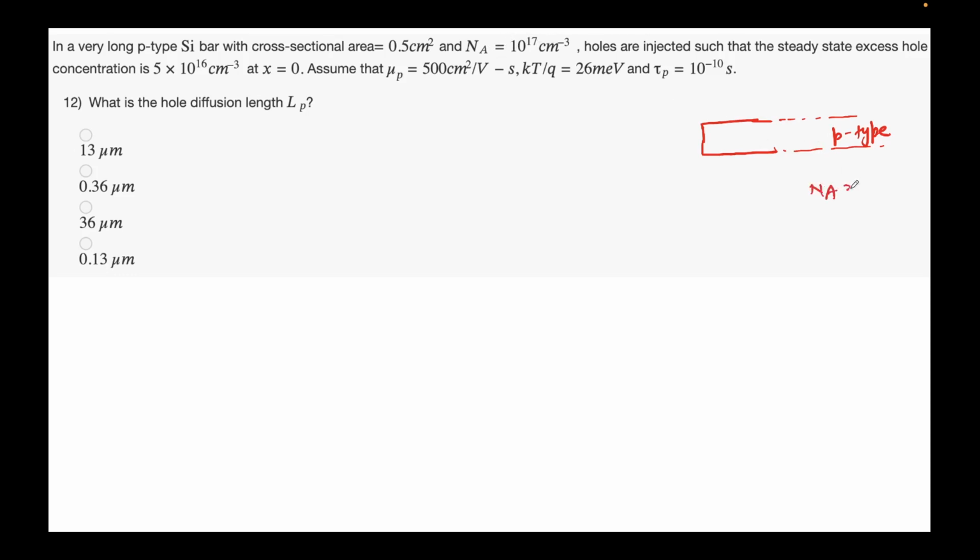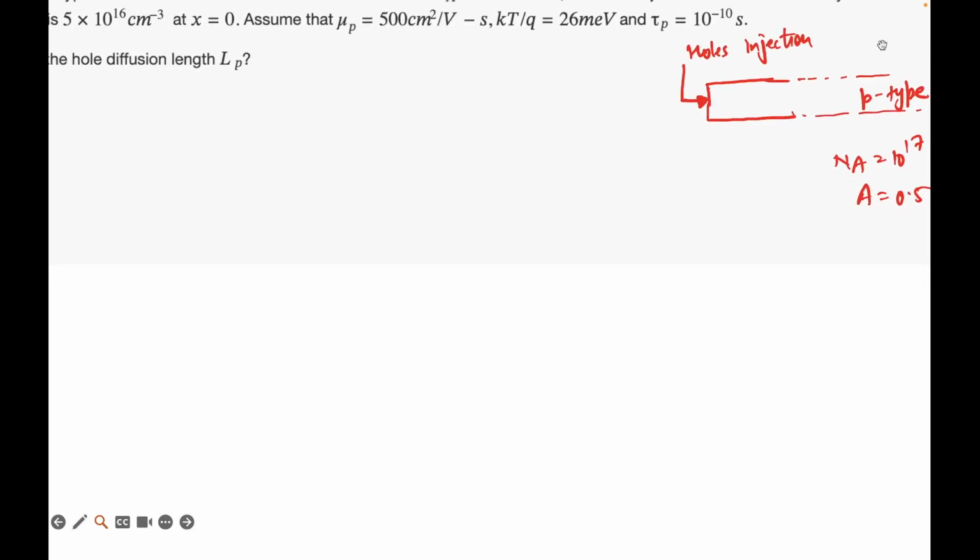So we are given Na is 10 to the power 17, again units are in centimeter minus 3, and cross-sectional area is 0.5 cm square. So what I'm doing is that holes are injected. Okay, so it's p-type, but I'm injecting holes. Let's say I'm injecting holes from here, because this is very long, so I don't know where the end is. Holes injection.